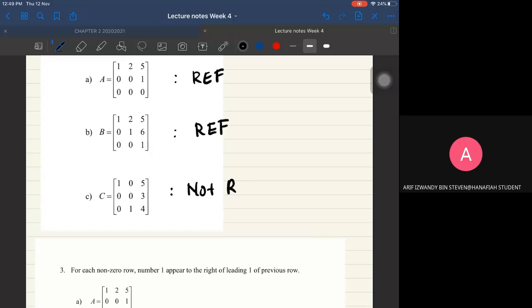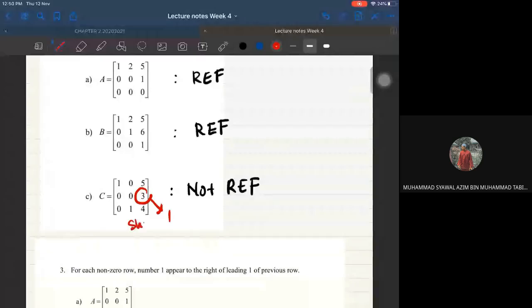Sebab apa? Apa reason dia? Kosong. First number, number 3. Betul. Yes. Yang ni patut jadi 1. Kan? Should be 1. Ataupun ditulis does not satisfy rule number 2. Pun boleh lah. Mana-mana lah.